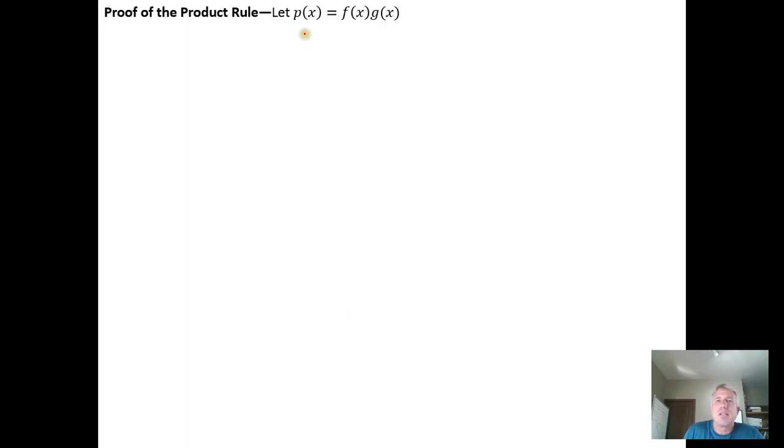So let's start off with a function p of x, and let's say p of x is the product of two other functions. So we're taking a product of two functions and giving it a function name. So if you were going to take the derivative of p of x, you would use the definition of a derivative. The definition of the derivative is, hey, get the slope of the secant line and then take the limit as h goes to 0 of the slope of the secant line, and this will give you the slope of the tangent line, which is the definition of the derivative.